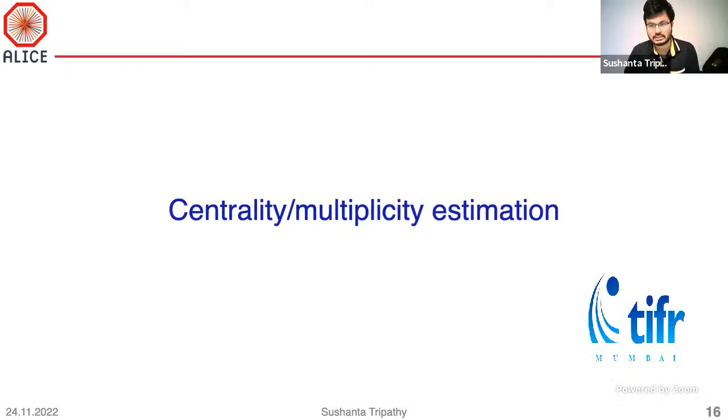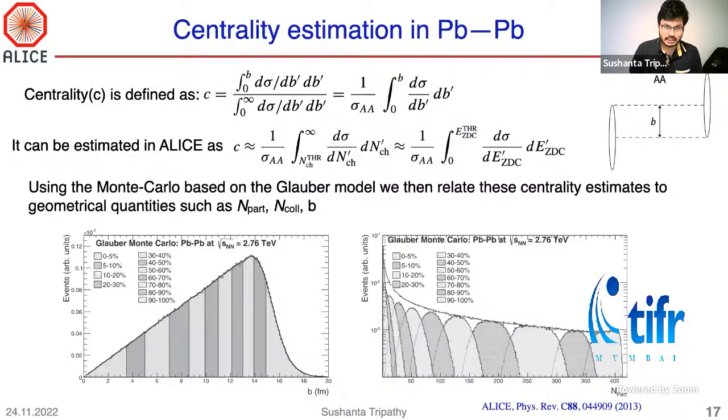By centrality or multiplicity estimation, you mean that you separate events based on the impact parameter of the particular collision. Centrality is basically defined as the integration of the impact parameter distribution in a particular impact parameter range, divided by the entire impact parameter distribution. And in ALICE, we obtain it with this formula, where N_ch threshold is the particle multiplicity threshold.